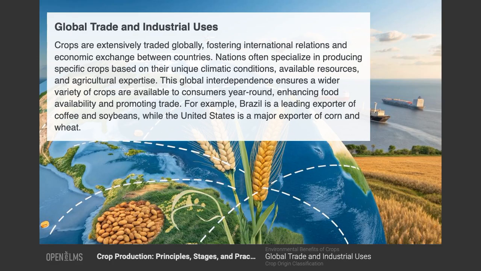For example, Brazil is a leading exporter of coffee and soybeans, while the United States is a major exporter of corn and wheat.